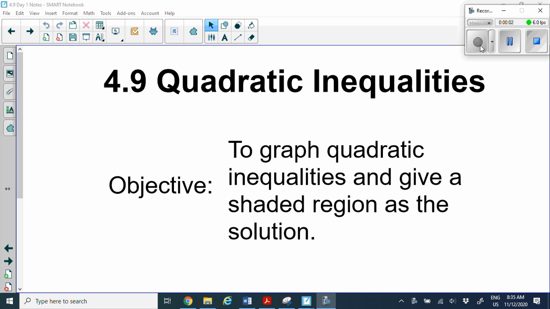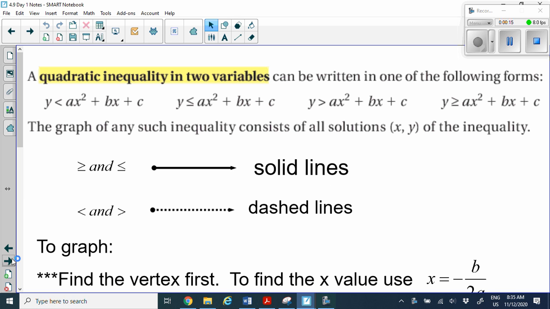Hey guys, so here are the notes for 4.9. In these notes, we are going to graph quadratic inequalities and give a shaded region as the solution. You have learned in Algebra 1, when you did linear inequalities, graphing those. You first graph the linear inequality, then figure out if that line is going to be solid or dashed, and then there's going to be shading. We're going to be doing the same thing here, but now with quadratics.